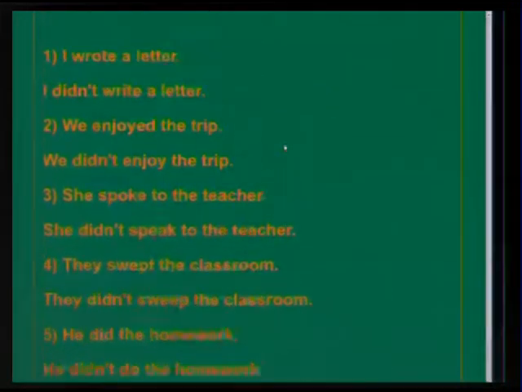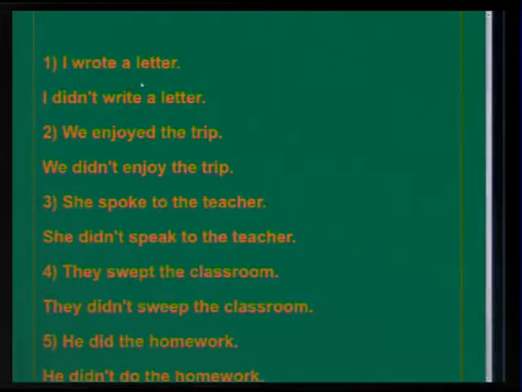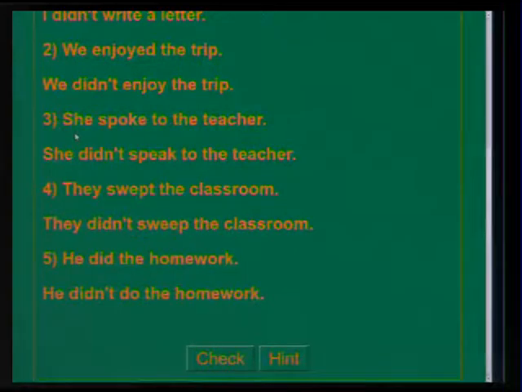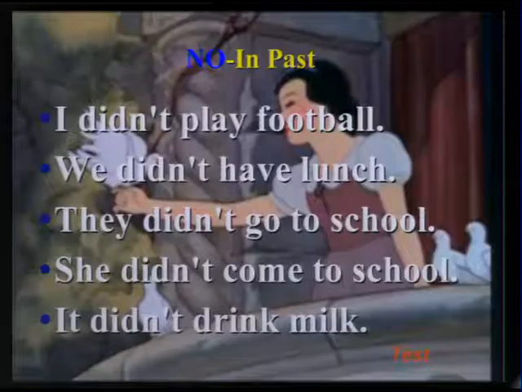Okay. Now look at these sentences again. I wrote a letter. The negative is I didn't write a letter. We enjoyed the trip. We didn't enjoy the trip. Third one, she spoke to the teacher. She didn't speak to the teacher. Fourth one, they swept the classroom. They didn't sweep the classroom. He did the homework. He didn't do the homework. Okay, right.